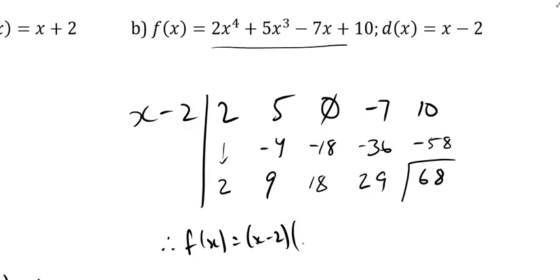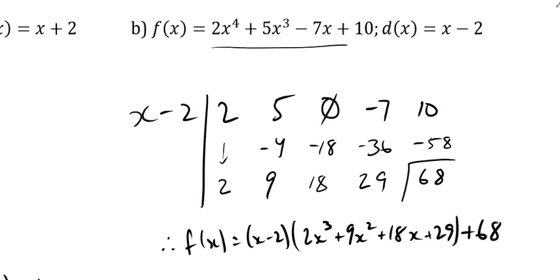Do you recognize it? And you get the same answer? So they both work. Very nice. And you can compare them if you want to look at how they compare to each other. You recognize those numbers, don't you? It is the same process. That wasn't by accident. So this was 2x to the fourth. So now this is 2x cubed plus 9x squared plus 18x plus 29 plus 68.